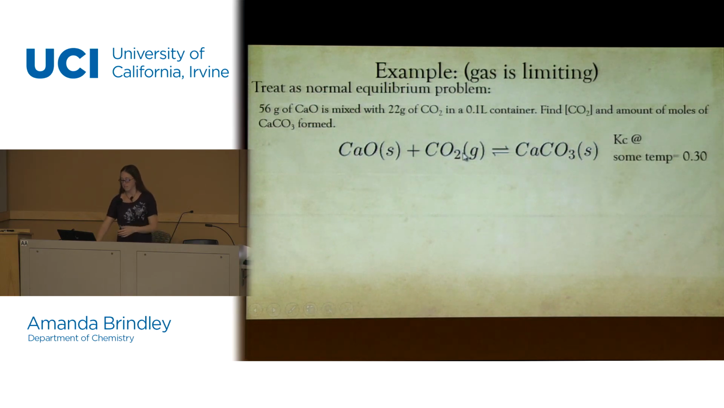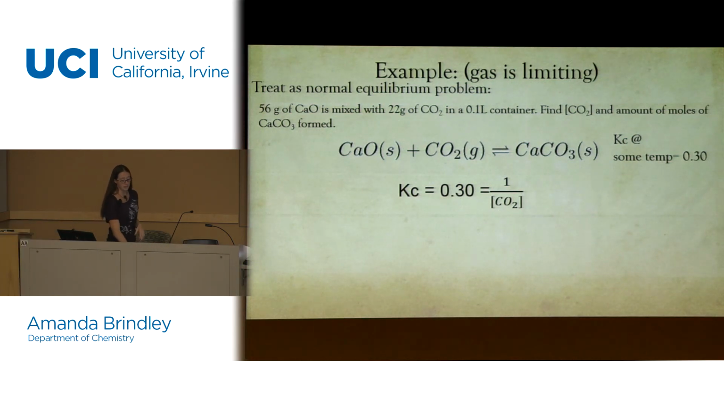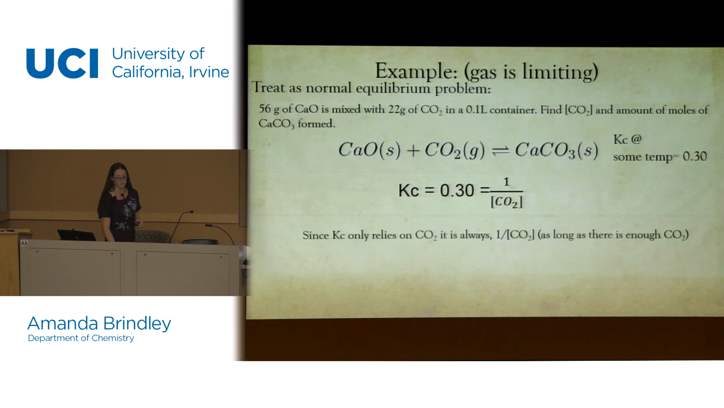CO2. That's it. Which means that Kc, well, close, is 1 over CO2. Which means that Kc, which is always equal to 0.3, is just equal to reactants over products, which is just equal to 1 over CO2. Well, that means that the pressure of CO2 is always constant, as long as there's enough. And there's a key phrase there, as long as there's enough, right?